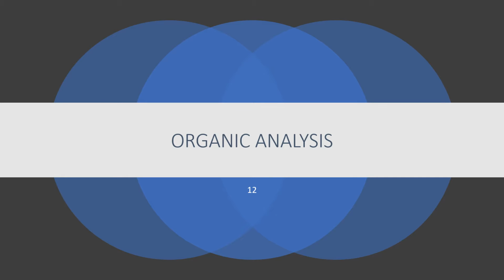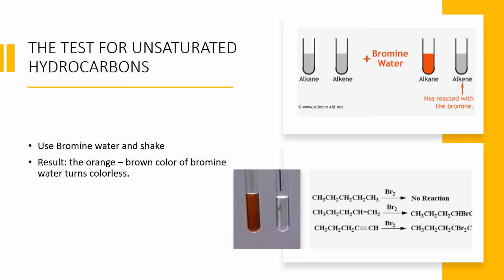This video is about organic analysis. That's the method to identify the presence of an organic compound. The first thing we want to discuss is how to identify the presence of a double bond in an unsaturated hydrocarbon.